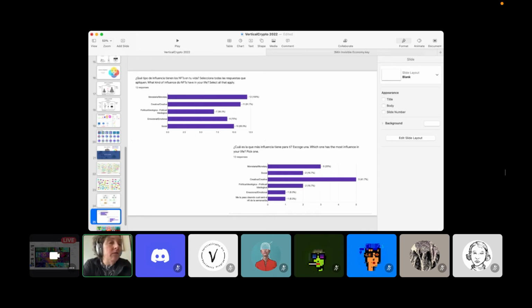And of course, monetary influence is very important, because it has made a difference in people's lives. And the options that I gave were monetary, creative, political or ideological, emotional, and social. But what is interesting is that when I asked artists what is the most important influence of NFTs in their life, it was creative.